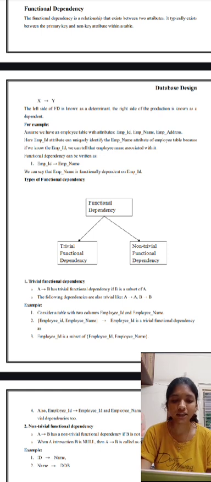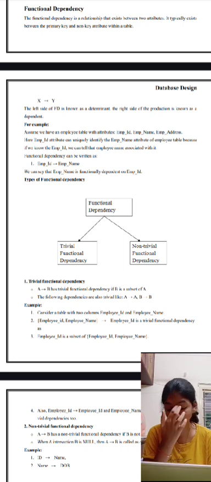Next, types of functional dependency. Functional dependency has two types: trivial functional dependency and non-trivial functional dependency. Let me explain in more detail what trivial functional dependency and non-trivial functional dependency are. First one, trivial functional dependency.